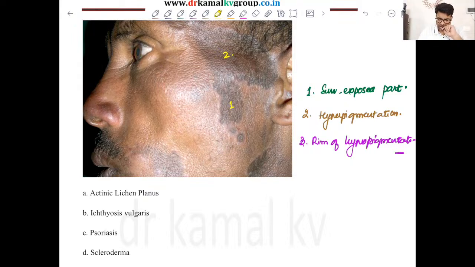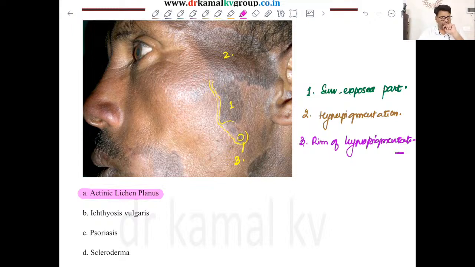You can see the dark areas, and if you look properly here, you can see a white margin. So the lesions are surrounded by some white area. Okay, so you can see the white area surrounding the dark lesion. So these are known as the hypopigmented rims, right? So these are 3 important features which help you in making a diagnosis of actinic lichen planus. Okay, so actinic lichen planus.